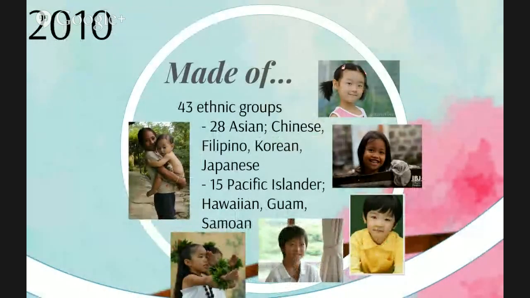So the Asian American population is made up of 43 ethnic groups, 28 Asian, and in the top right corner of your screen, you see a young Chinese girl who is a member of this subgroup, and then moving clockwise, you see a Filipino American girl, and then a Korean American boy, and a Japanese American boy. And so all of these are examples of the 28 Asian subgroups that make up the Asian American population. And then moving clockwise, you see a Hawaiian girl, and then a Samoan girl and young boy. And those are examples of the Pacific Islander group that make up the 43 ethnic groups.